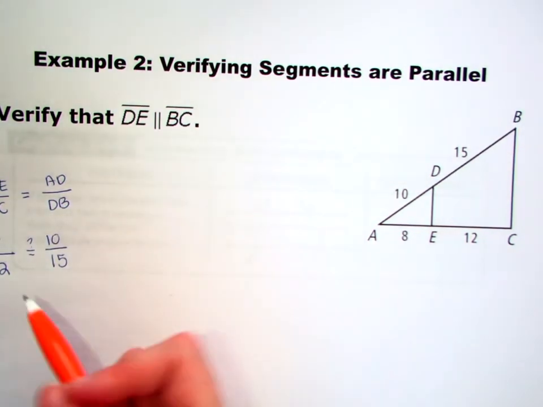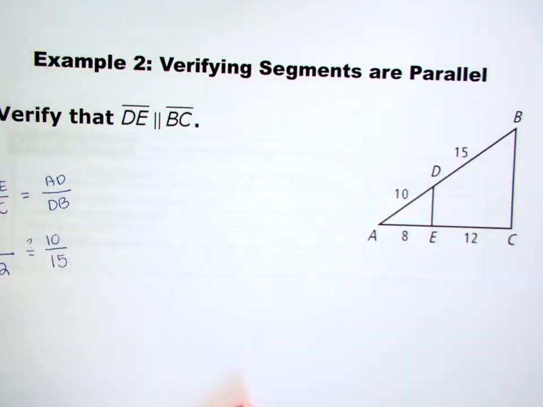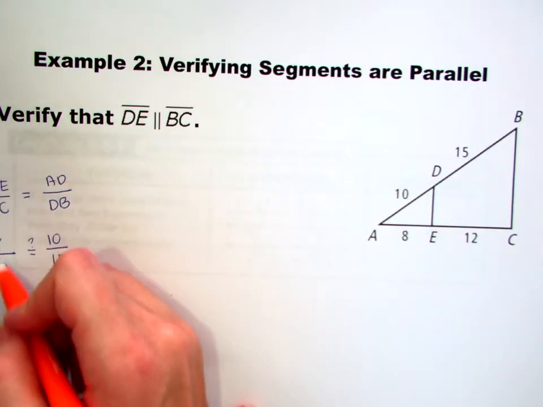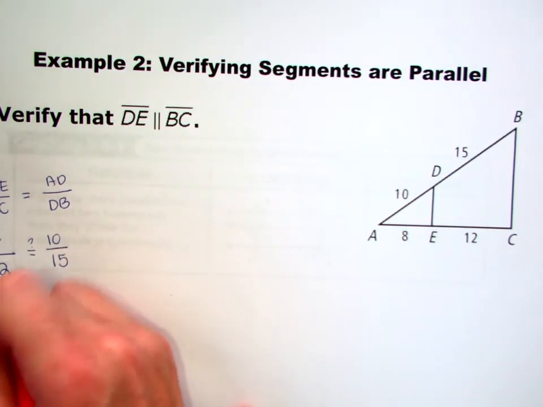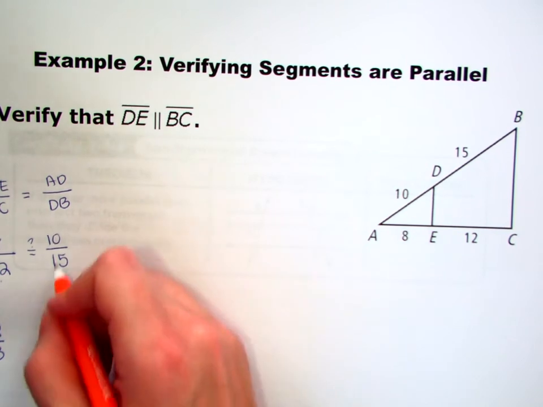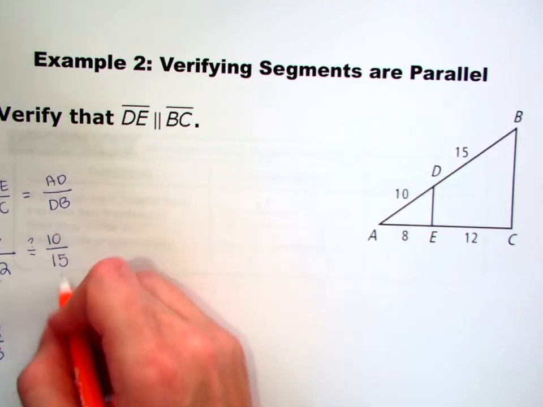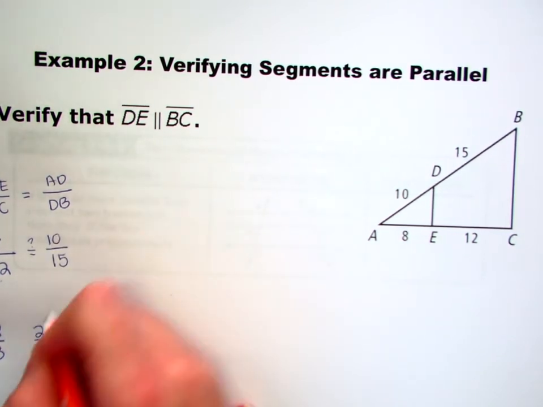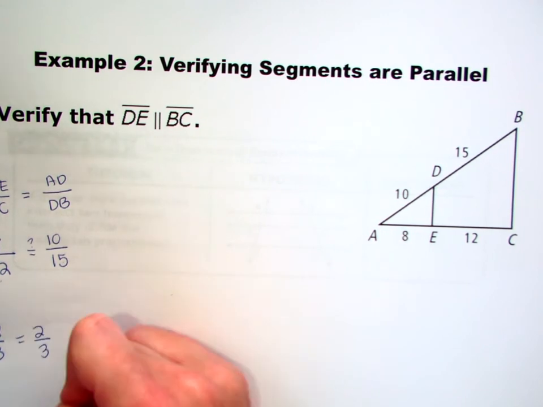Well, you can do this multiple ways. We can reduce this. So if I reduce this, I can divide a 4 out of both of these. 4 goes into 8 2 times. It goes into 12 3 times. And I can divide a 5 out of both of these. So 5 goes into 10 2 times. It goes into 15 3 times. So yes, we know it works.